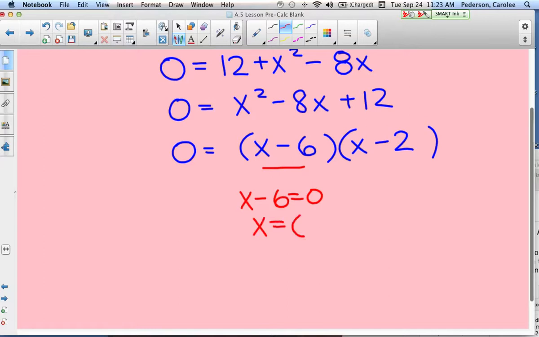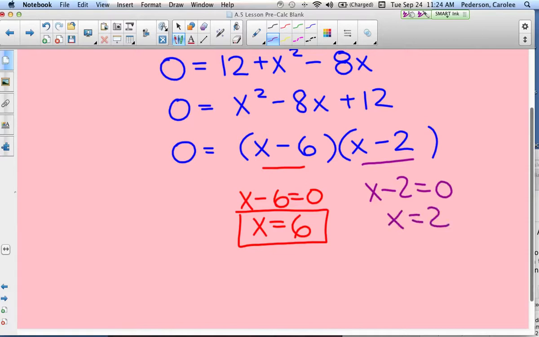So we'll add 6 to both sides. There's one of my solutions. Here's my other factor. Add 2 to both sides. And those are my two solutions.